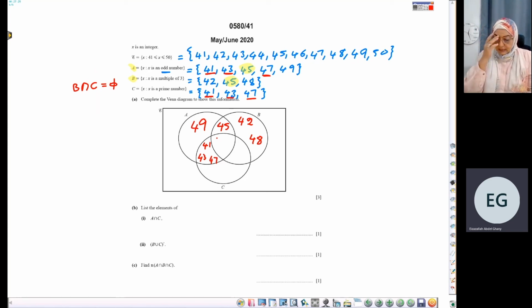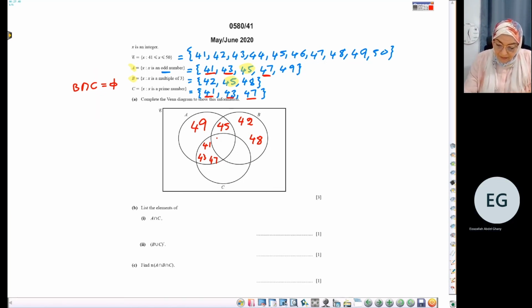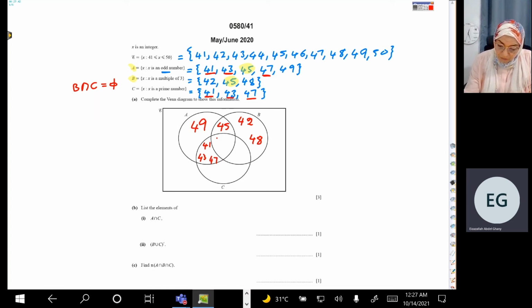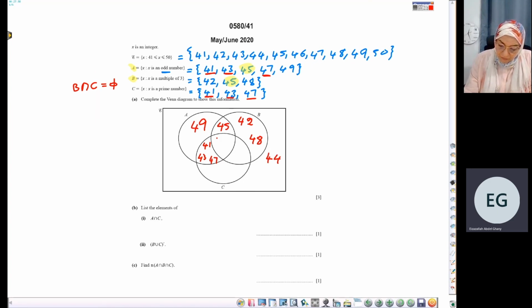We will check. Now, in total, they are 10 numbers. We wrote 1, 2, 3, 4, 5, 6, 7. So 3 numbers are remaining, and let's check. 41 is written. 42 is not. 43, yes. 44, not yet. Write it here. 45 is written. 46 not written. Write it here. 47 is done. 48 is done. 49 is done. Now 50 is remaining. I can distribute them in the surrounding area. Now let's count. Are they 10? 1, 2, 3, 4, 5, 6, 7, 8, 9, 10.